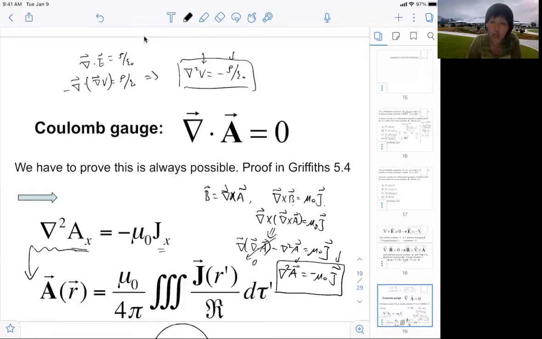Uniqueness theorem? I'm sorry? The uniqueness theorem?